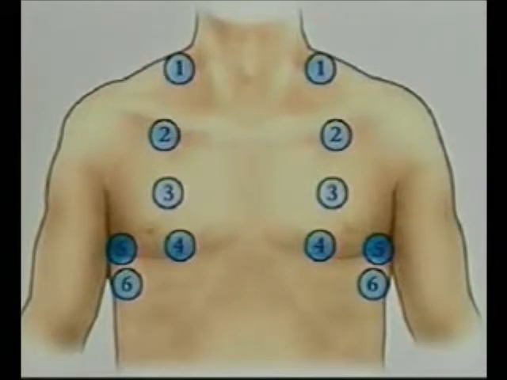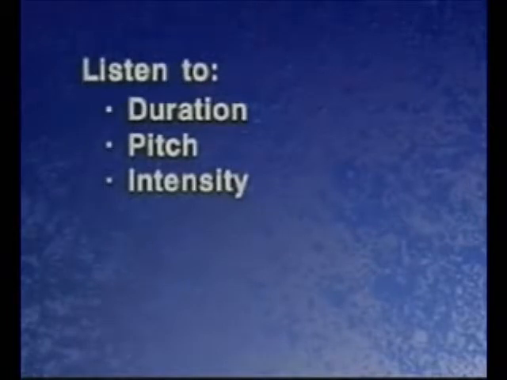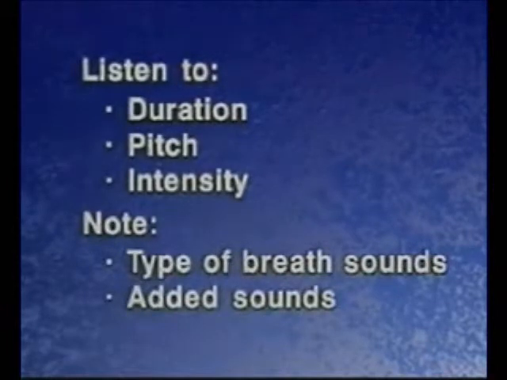Auscultate the anterior chest. Take the same systematic approach you used for percussing the anterior thorax. If necessary, gently displace the patient's breasts to auscultate all important areas. Listen to the duration, pitch, and intensity of the inspiratory and expiratory sounds, decide what type of breath sounds you are hearing, and note any added sounds.